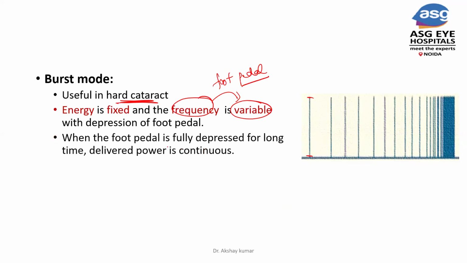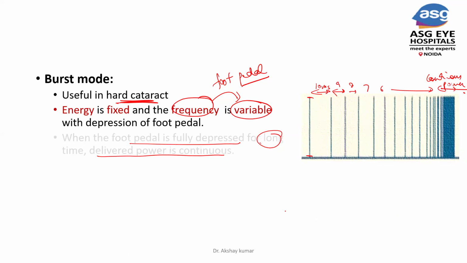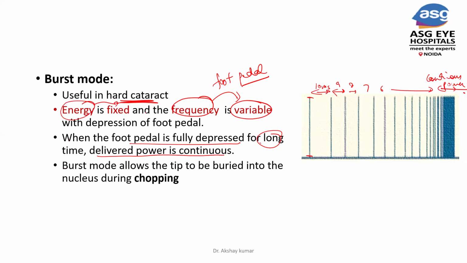When the foot pedal is depressed fully for a long time, the power delivered is continuous. Suppose like in this diagram, it is coming at 10 millisecond. After that, if you keep your foot on the foot pedal and depress it, the interval will keep on reducing: 9, 8, 7, 6, and a time will come when continuous power delivery starts. So what you need to remember here is that energy is fixed and frequency is variable. Frequency is changing.